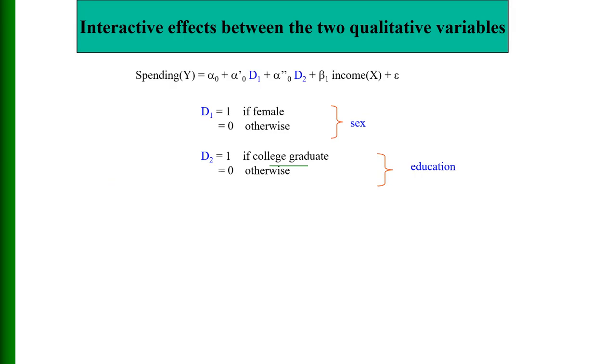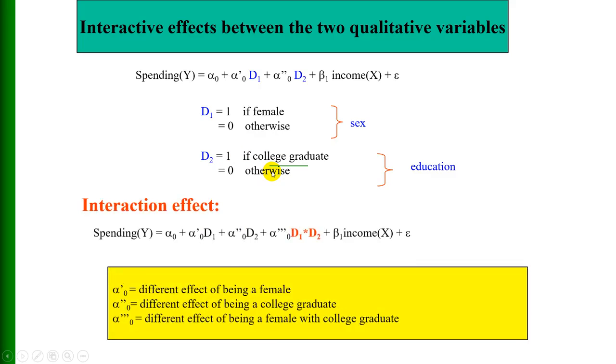Interactive effects between 2 qualitative variables. Suppose we have this model and D1 is equal to 1 for female and 0 otherwise. D2 is equal to 1 for college graduate and 0 otherwise. So the interaction effect can be like this. We will multiply D1 times D2. If this coefficient is significant, then it means that there is interaction effect. If this is insignificant, then it means there is no interaction effect.